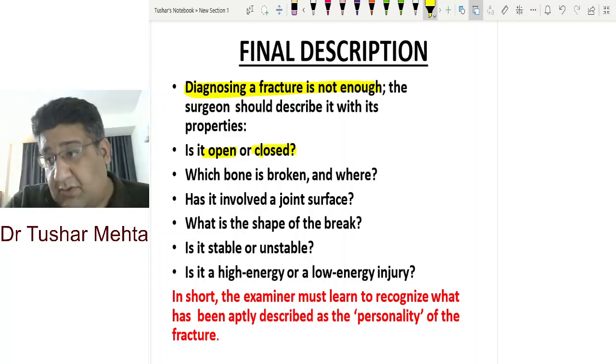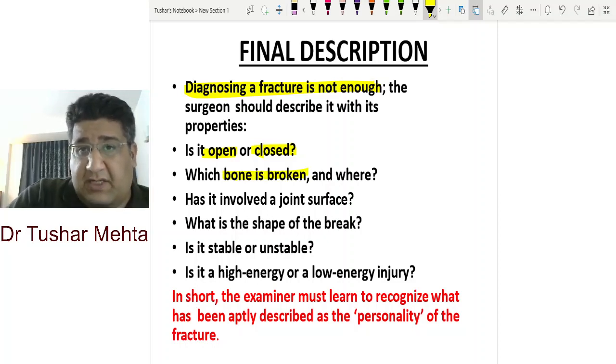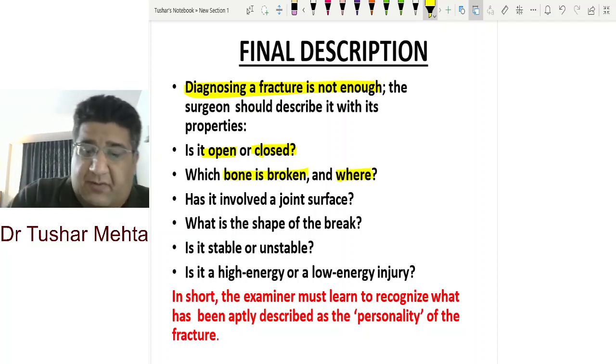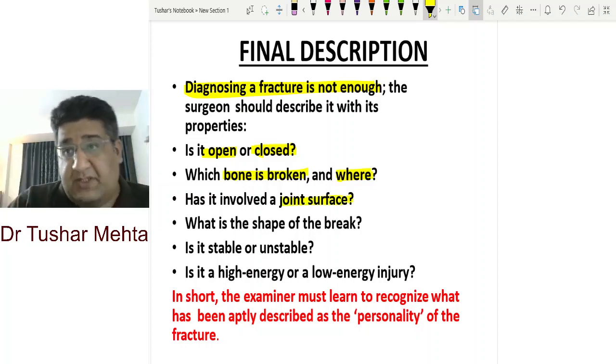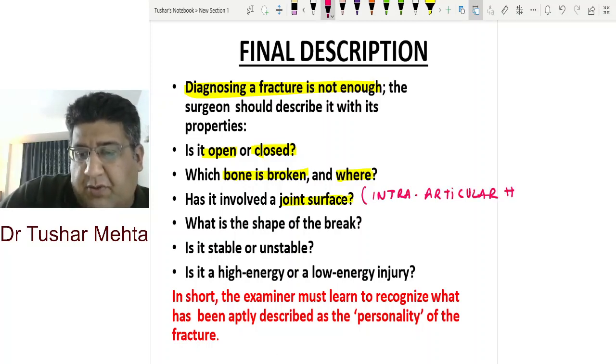Then if it is closed, which bone is this, whether it is tibia or femur or radius, and if it is a tibia, which part of the tibia: proximal tibia, shaft of tibia, distal tibia. Now, whether it is proximal tibia or distal tibia, I have to see whether there is involvement of any joint surface or not. Why? Because involvement of a joint surface will make it intra-articular, and intra-articular fractures have their own issues.